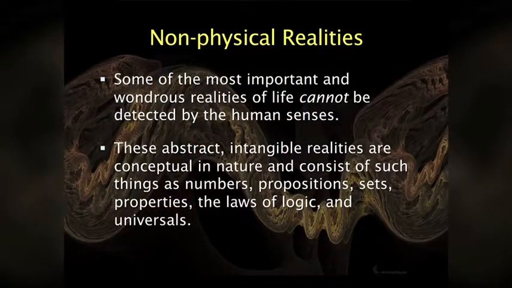This is, of course, the question that C.S. Lewis asked. It's called the argument from reason. Some of the most important and wondrous realities of life cannot be detected by the human senses. These abstract, intangible realities are conceptual in nature and consist of such things as numbers, propositions, sets, properties, the laws of logic, and universals. In order to have a viable worldview, you've got to be able to explain the physical world, but you've also got to explain the conceptual world. Again, Einstein said that the language of the universe is written in mathematics.